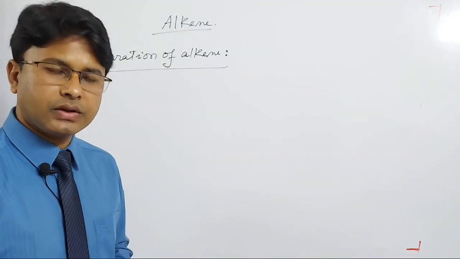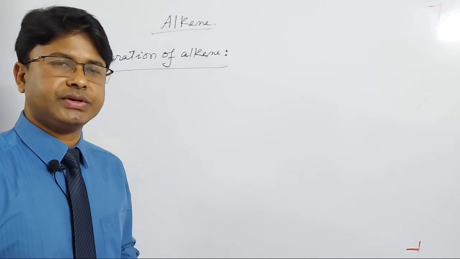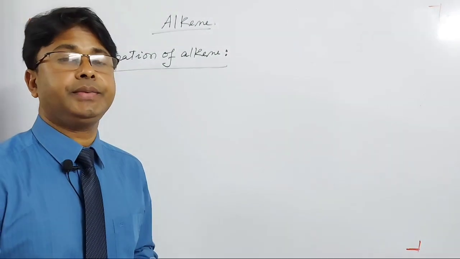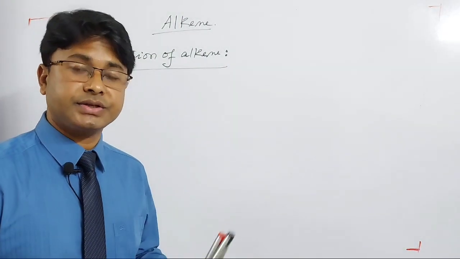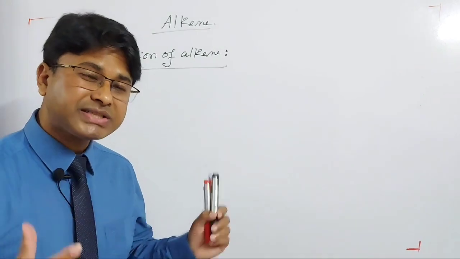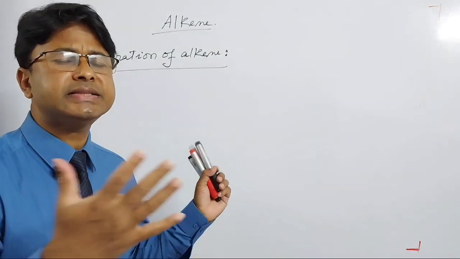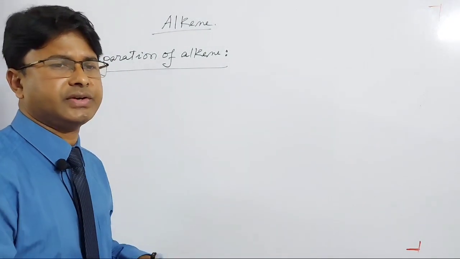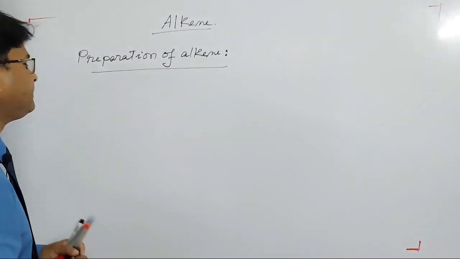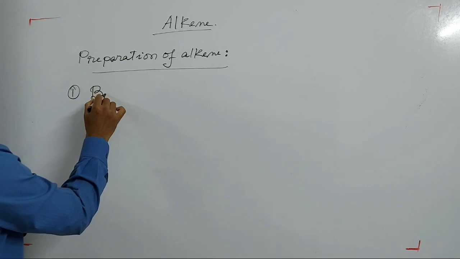Dear learners, all of you know that alkene is an unsaturated hydrocarbon. You know that hydrocarbons which contain a carbon-carbon double bond or triple bond are known as unsaturated hydrocarbons. Now my question: how can you understand that this is an unsaturated hydrocarbon? That's why I have two tests in the laboratory. One is the bromine water test or bromine solution test.